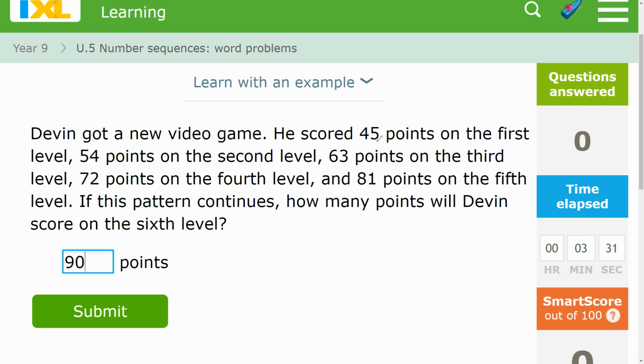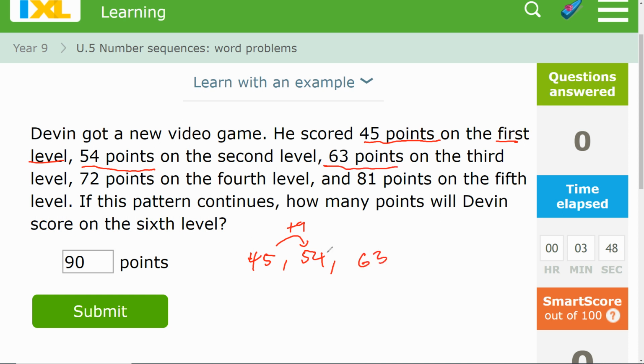Devin got a new video game. He scored 45 points on the first level. So let's write it down. We got 45. Then we got 54 points on the second level. And how do we go from there to there? Plus 9. Is there any pattern with the next one? 63, plus 9. If the next one is plus 9, then we know we're adding 9 each way along the way. So how many points will Devin score on the 6th level if the 5th level is 81, which is plus 9? So we should get to 90. And that's what that answer would be.